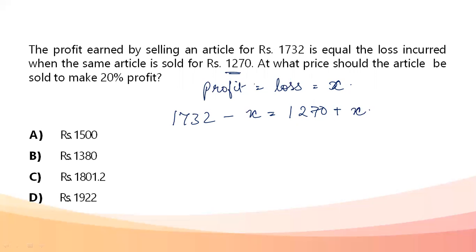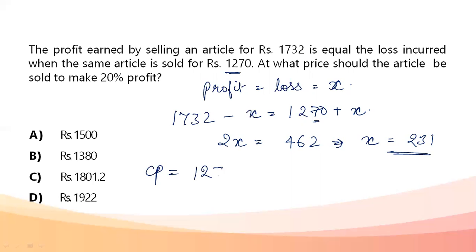So 1732 minus x is equal to 1270 plus x, because when I do this, I get the value of the cost price. Now 2x, if I solve this, 2x comes out to be 462. My value of x becomes rupees 231. That is the same profit or the same loss that the person was getting. Therefore, the cost price of the article becomes, either you do 1732 minus x or you do 1270 plus x, you get the same value.